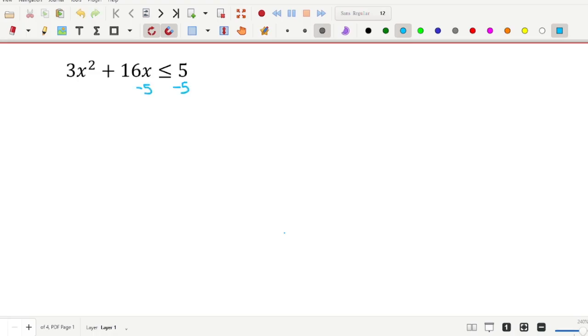to the left side, so subtracting 5 on both sides, I'm now going to have 3x squared plus 16x minus 5 is less than or equal to 0. Now, I'm going to go off in the corner and set it equal to 0 so that I can find solutions. Then we're going to test where we are less than or equal to 0, because at this point, it's not as easy to tell which way my inequality is going to go.